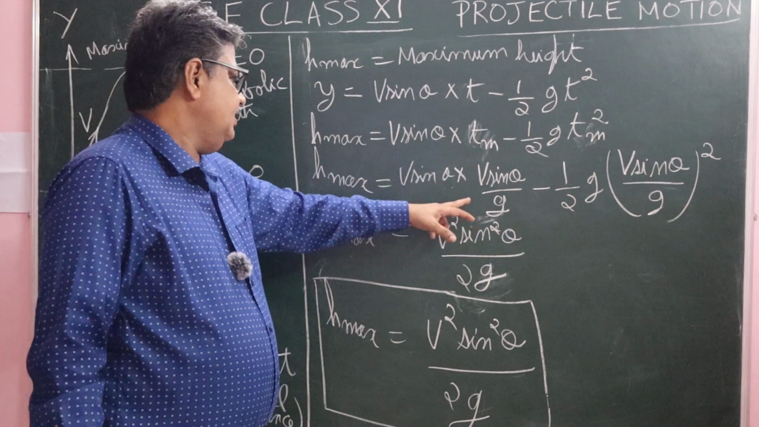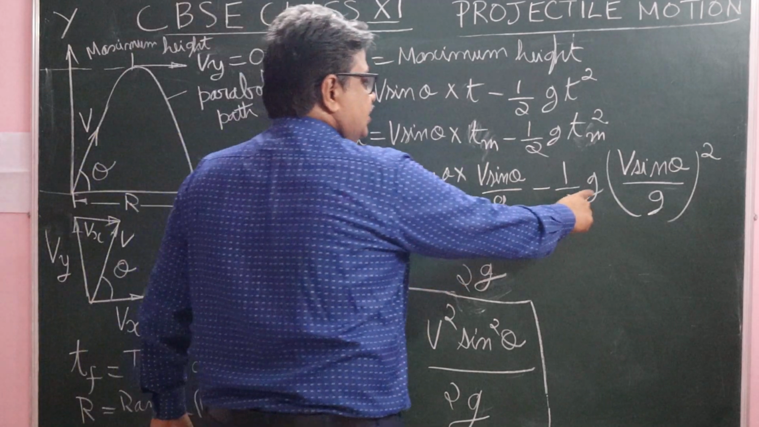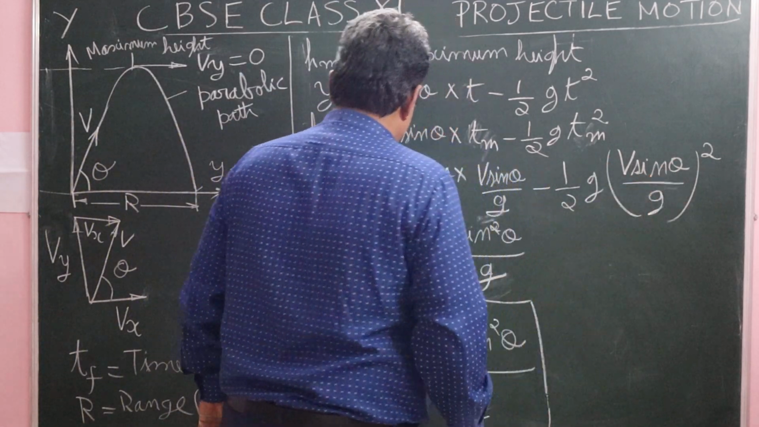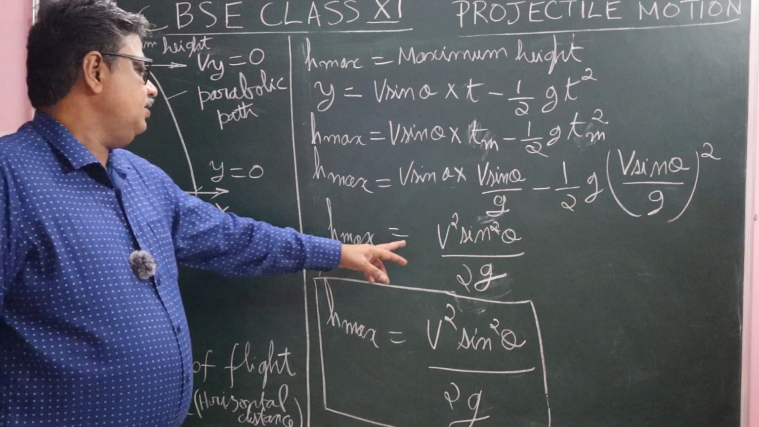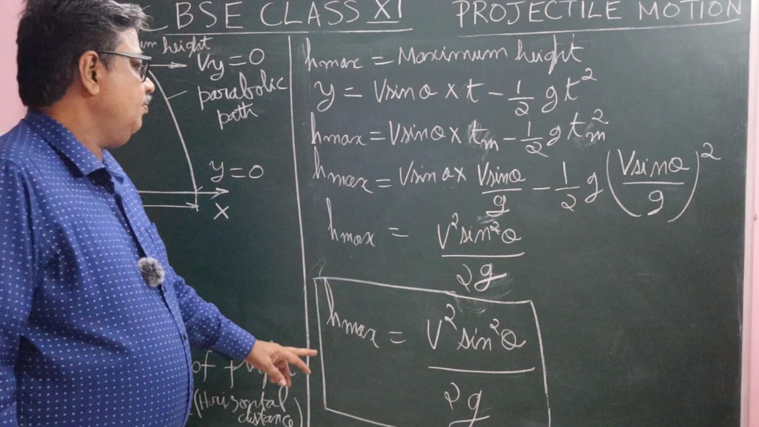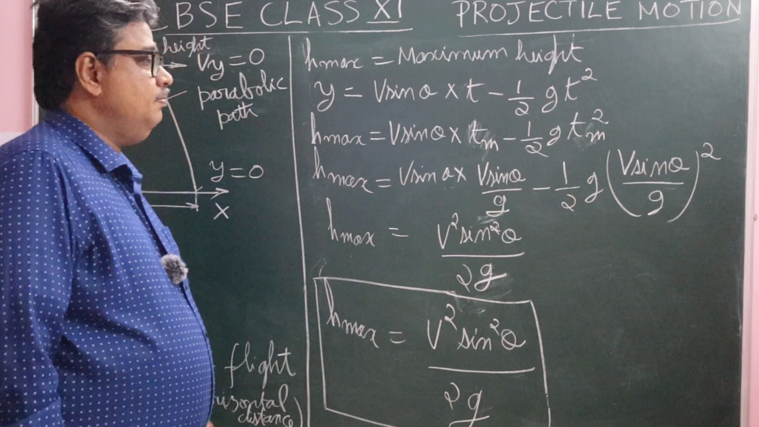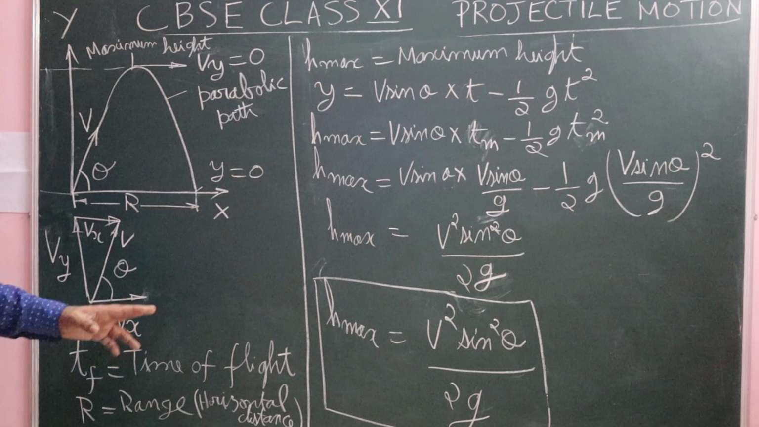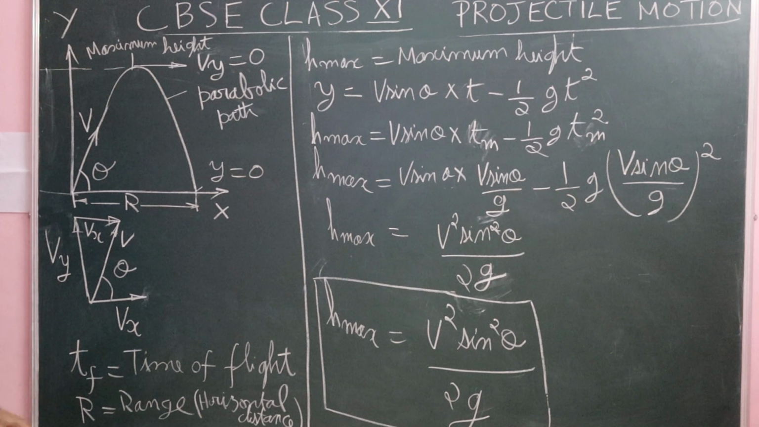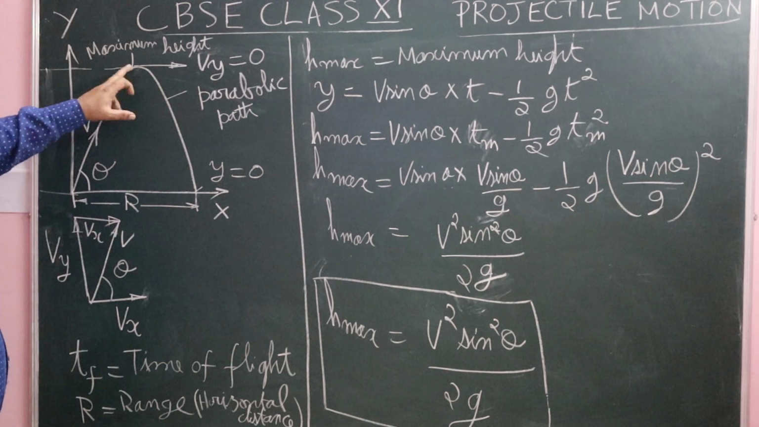Tm is V sin theta by g. Already we have found that out. Minus half g into V sin theta by g whole square. Therefore, maximum height H max equal to V square sin square theta by 2g. Therefore, maximum height is equal to V square sin square theta by 2g. This is the equation for maximum height reached by the object.